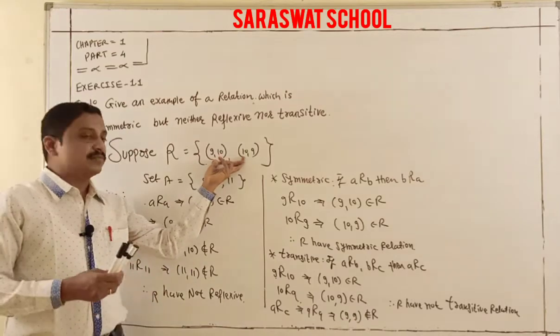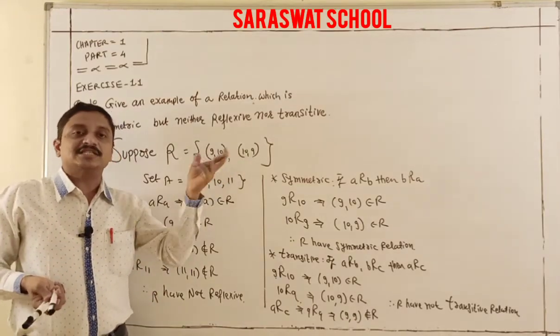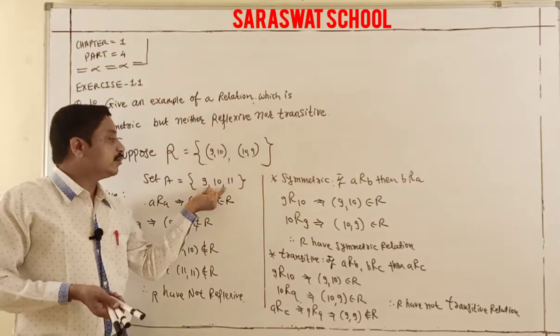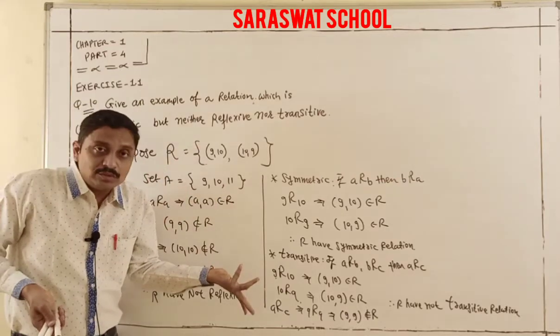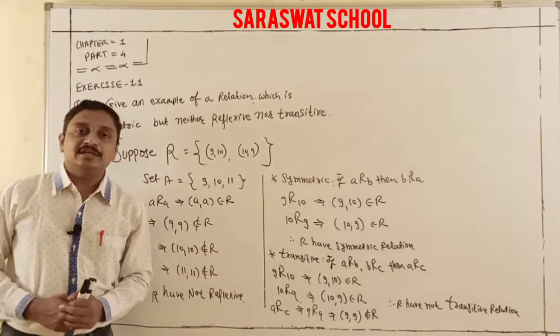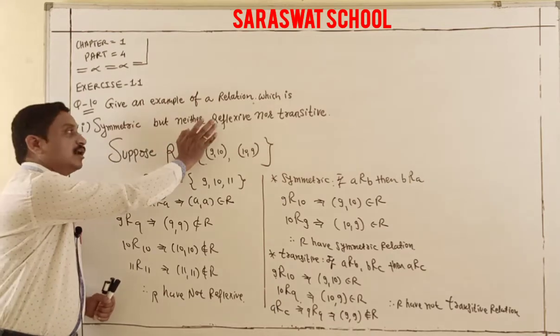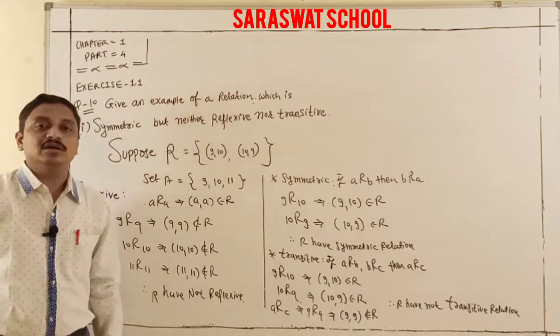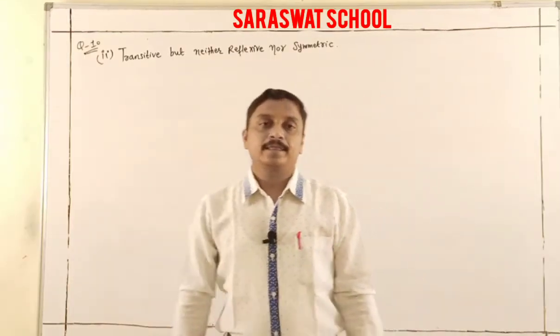You can also take some different numbers as you like, just like 1, 2, 2, 1. Here take 1, 2, 3, then also 2. So you can create many examples that are symmetric but neither reflexive nor transitive.